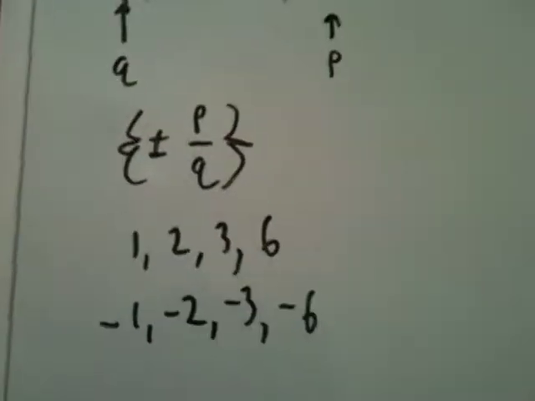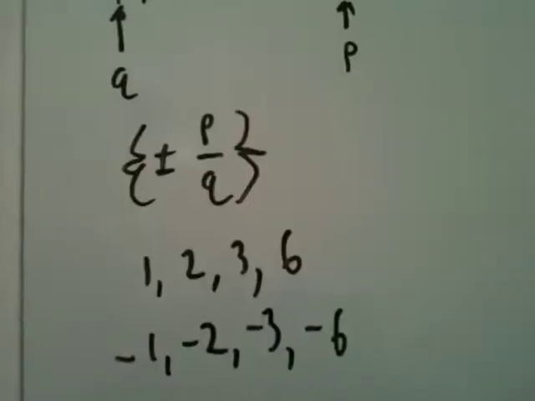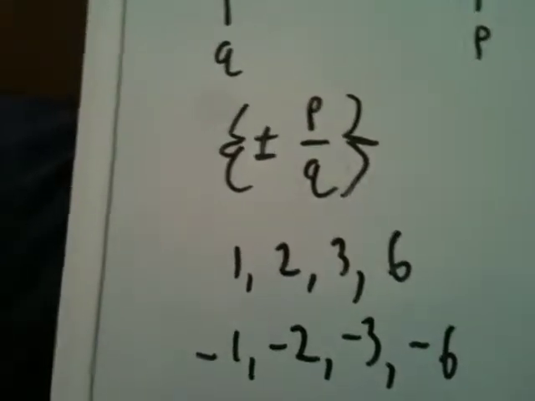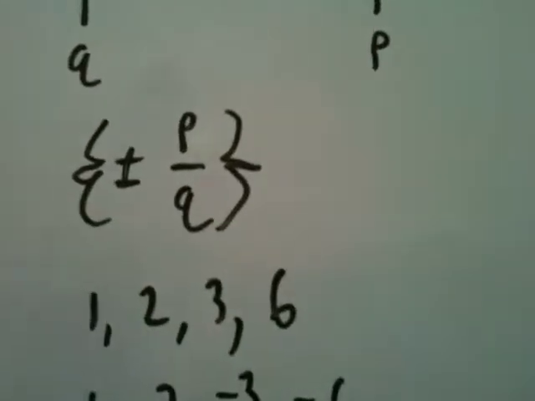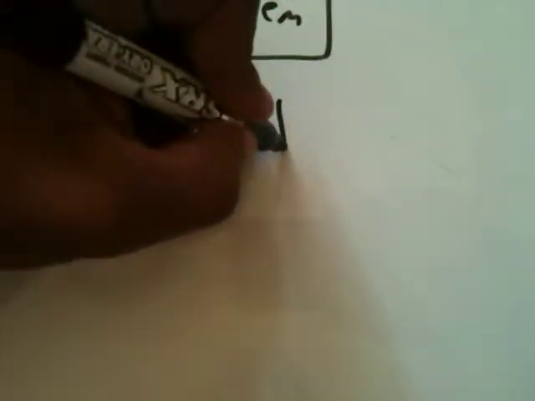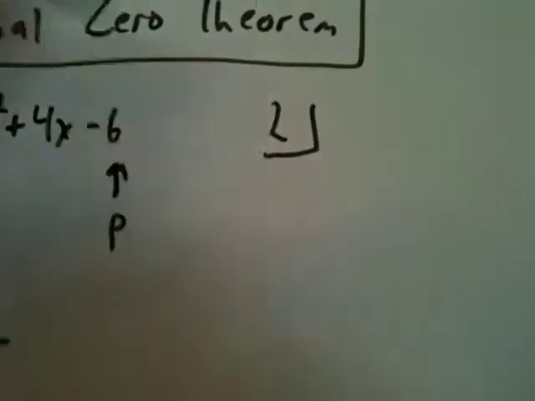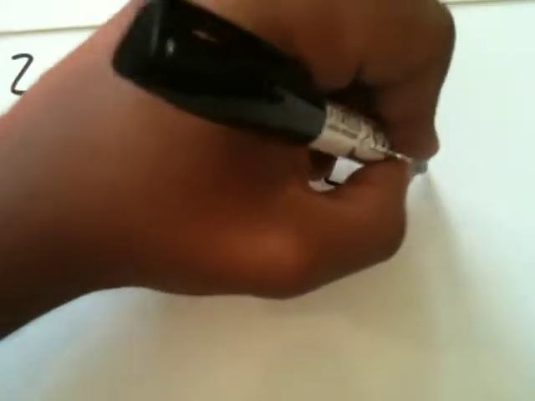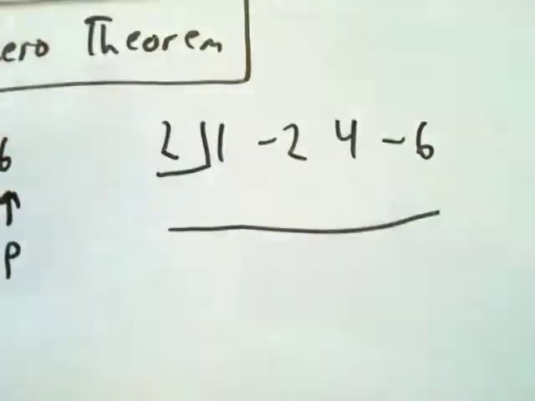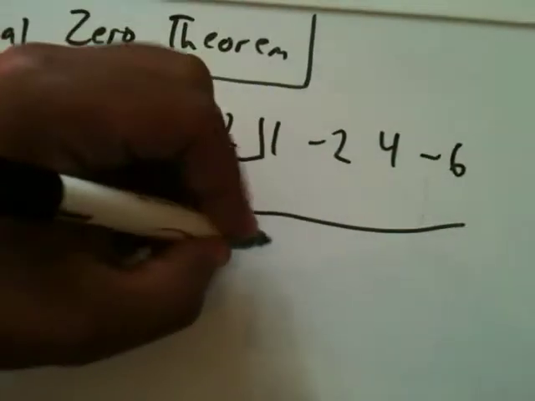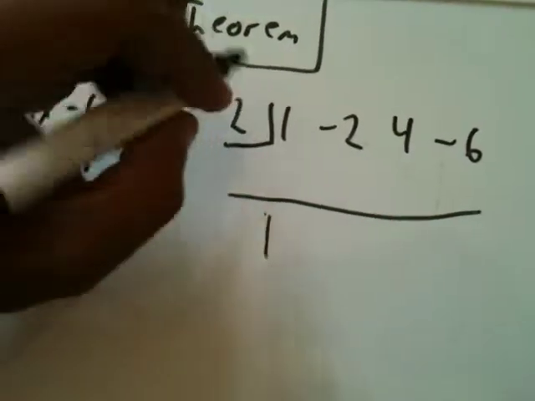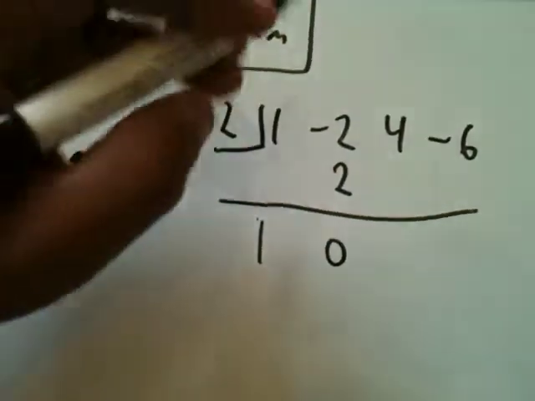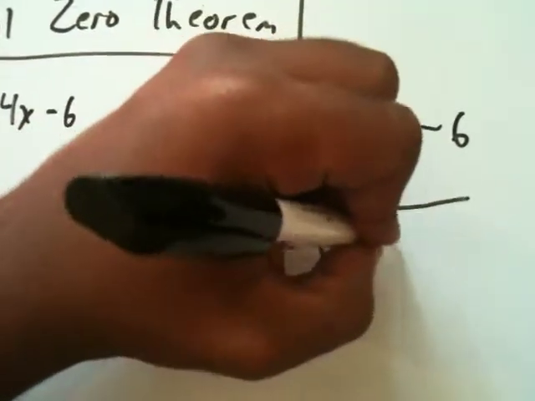And we test those by putting them into synthetic division, dividing each of these synthetically into the function. So I like the look of 2. Let's start with 2. So 2, that's going to be 1, -2, 4, and -6. So we divide synthetically. That's going to be 1 after we drop down. 2 times 1 is 2. -2 plus 2 is 0. This becomes a 0.